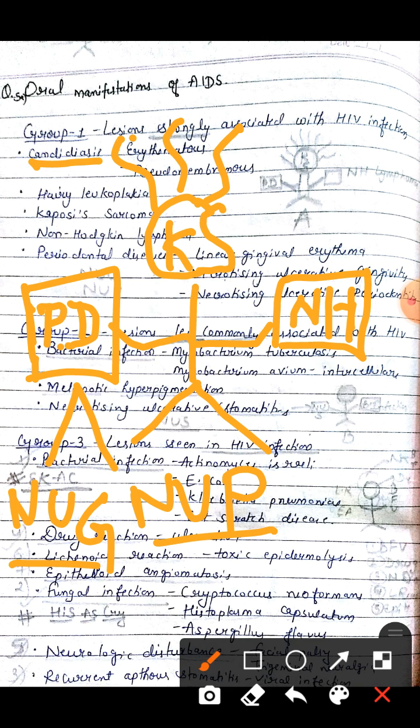I hope it is clear to you. Just try to correlate it with what I have mentioned over here and you will be able to learn it. Whenever it comes in your exam, this diagram should strike in your mind so that you can write it quickly.